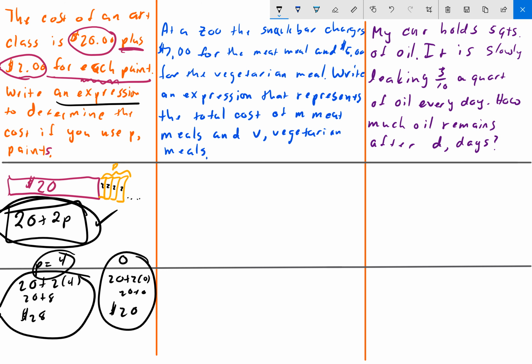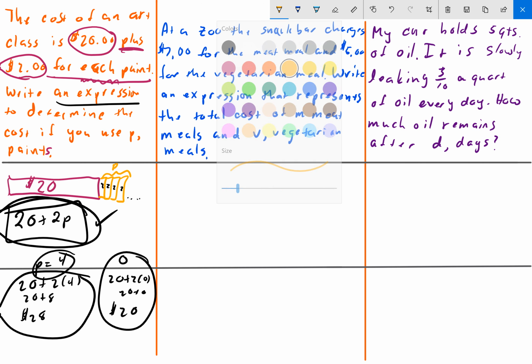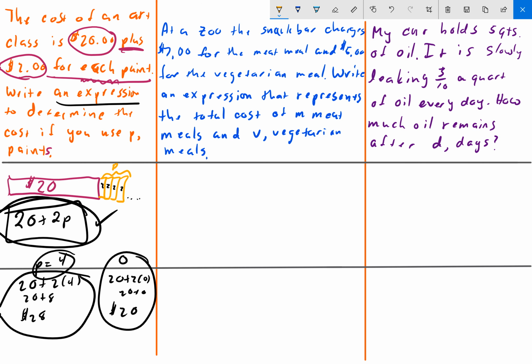At a zoo, the snack bar charges, I'm going to do the second one now. At a zoo, the snack bar charges $7 for the meat meal. All right, so $7 for the meat meal, and $5 for the vegetarian meal. All right, write an expression. So that's what I'm doing here. I'm writing an expression that represents the total cost of M meat meals and V vegetarian meals.